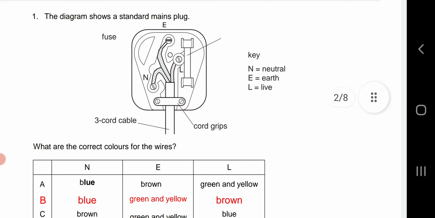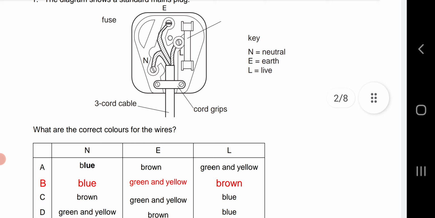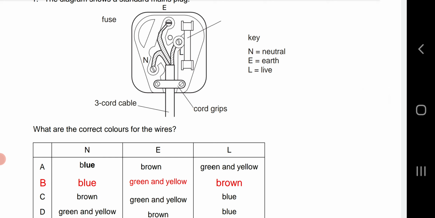Let's start our session. Question number 1. The diagram shows a standard mains plug. What are the correct colors for the wires? The neutral wire can either be blue or black, two colors. The earth wire can be either green and yellow or simply green. And the live wire is either brown or red.